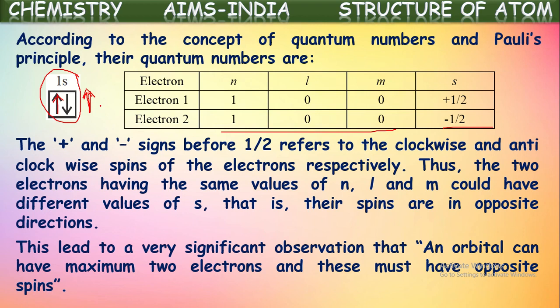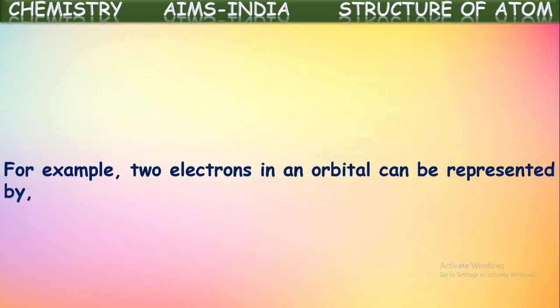The number of electrons that can be accommodated in an orbital is limited to 2, and those two also will have opposite spins, one with the clockwise spin, the other with the anti-clockwise spin. This is about the third principle.